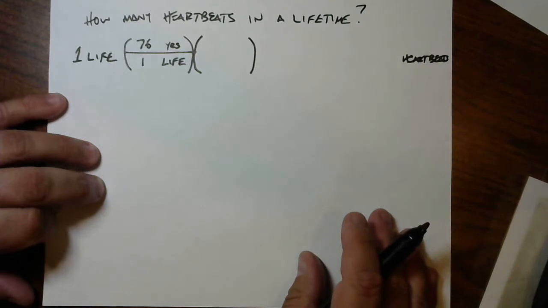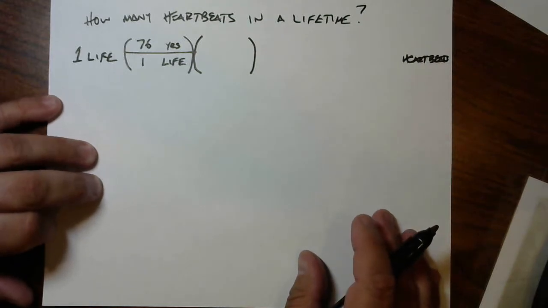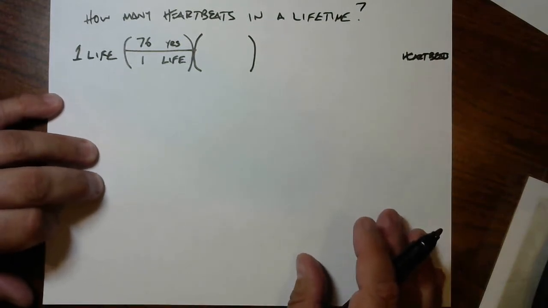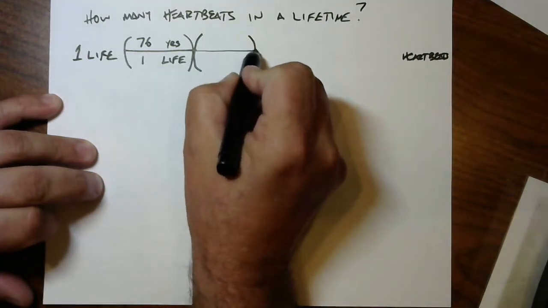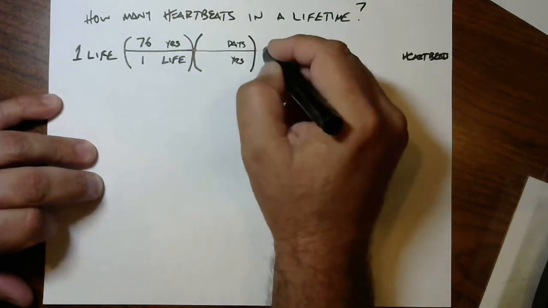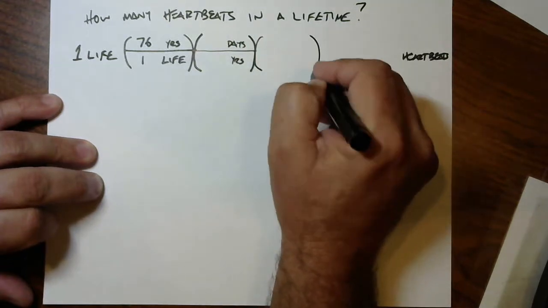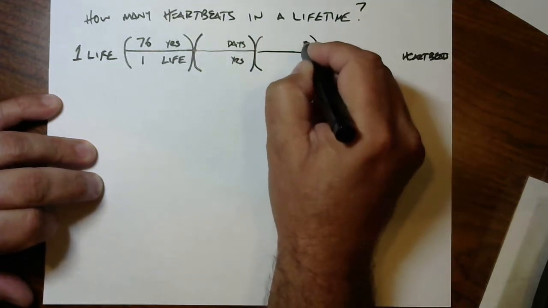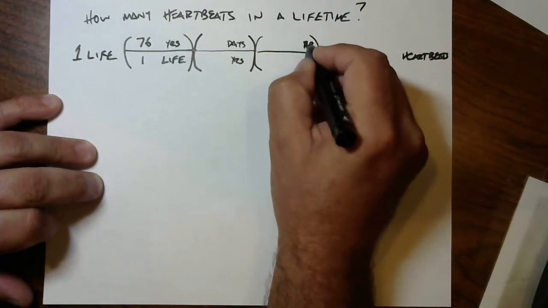Maybe that includes all the accidents from doing stupid things like, here, look, watch this. Now, years we can convert easily into days, and days we can convert into seconds. No, days into hours.